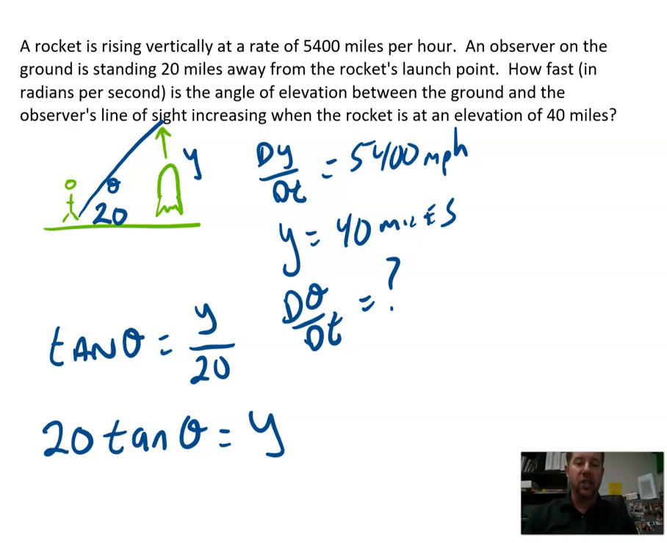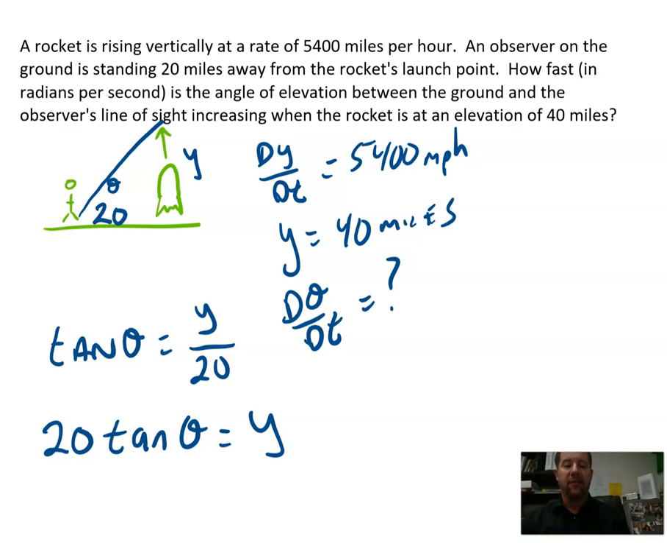Welcome back to part 2 of related rates. We left off here where we had the rocket rising vertically at 5,400 miles per hour. We set up our picture, wrote down our information. We set up the equation tangent theta equals y over 20 that relates all this information. And then we said we just wanted to tweak that and multiply both sides by 20. I think it makes it easier. And now we're ready to go ahead and take the derivative of all this stuff.